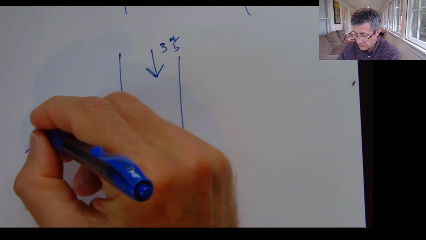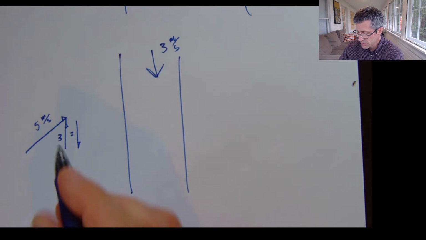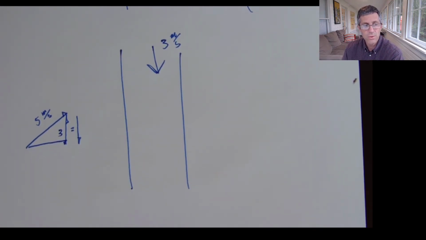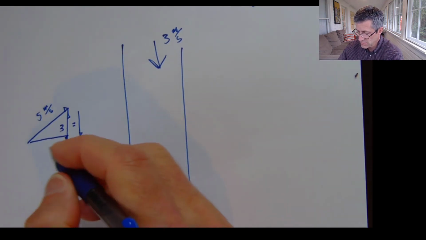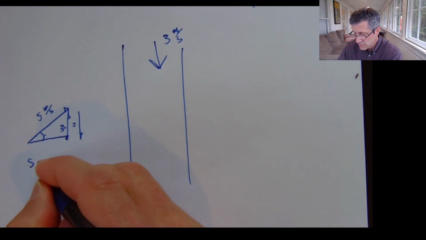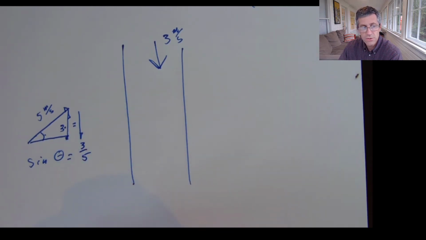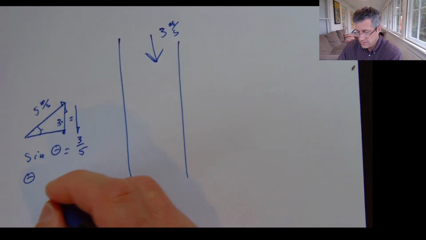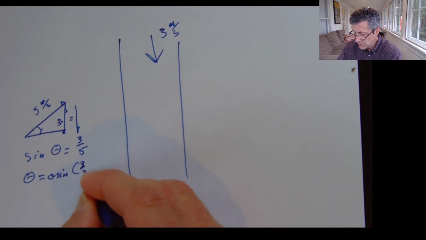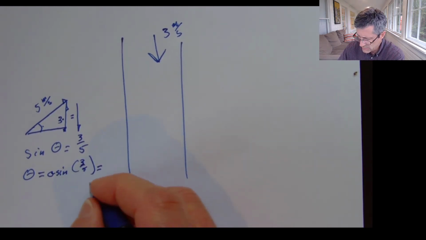So if you're going at 5 meters per second and the river's moving at 3 meters per second, now I have a triangle problem to solve, and I can figure out what angle I want to head off at. I know this leg is opposite, so I'm going to use the sine function. The sine of the angle I'm interested in is going to be my opposite over my hypotenuse. So I'm going to get my angle by taking the arcsine of 3/5. And when I do this on the calculator, what do I come up with? Like 37 degrees.